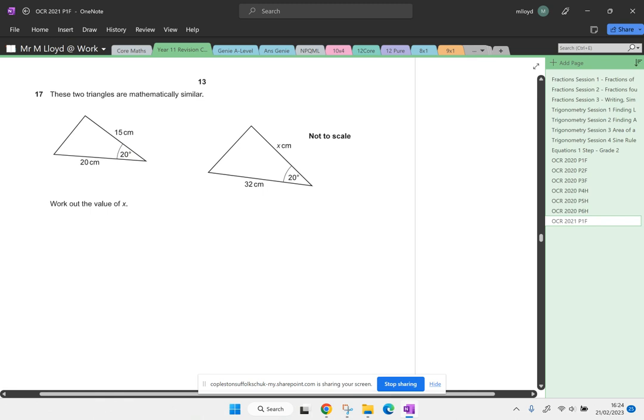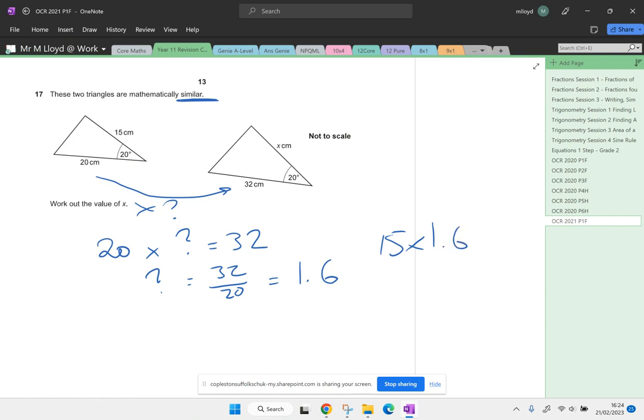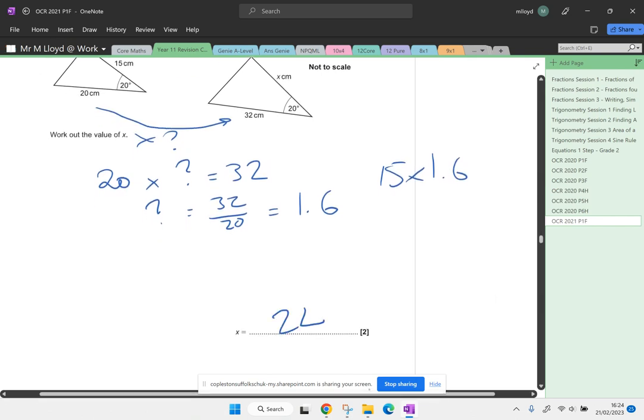Okay, we go to the next question, question 17. These two triangles are mathematically similar. Work out the value of x. Well, we need to know what we multiply by to get 32. So 20 times by question mark equals 32. So the question mark will equal 32 over 20. 32 divided by 20 is 1.6. So 15 needs to be multiplied by 1.6, and that gives us an answer of 24.